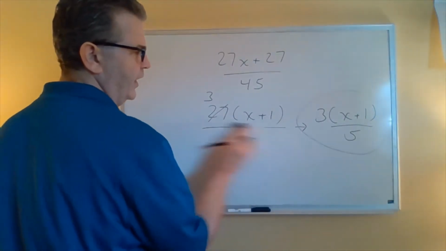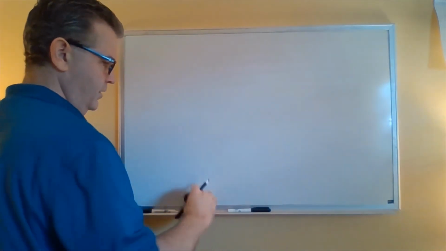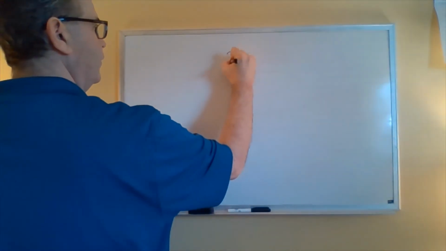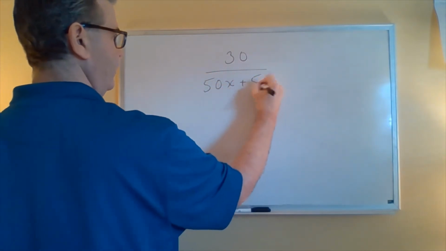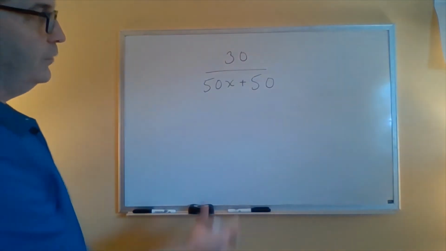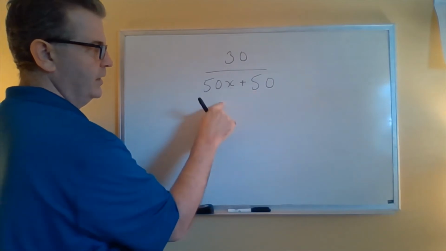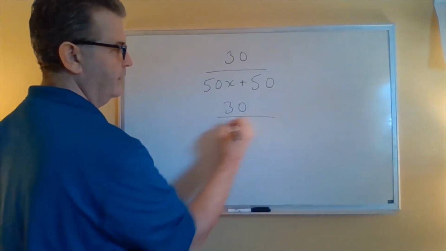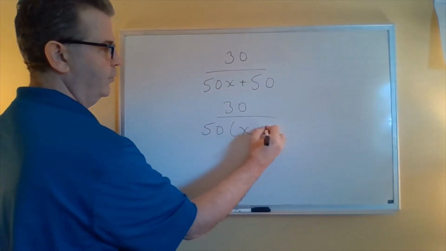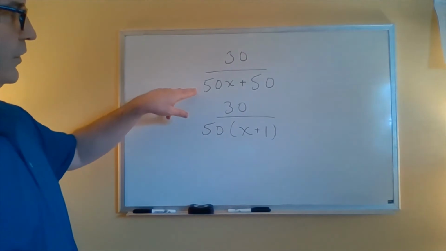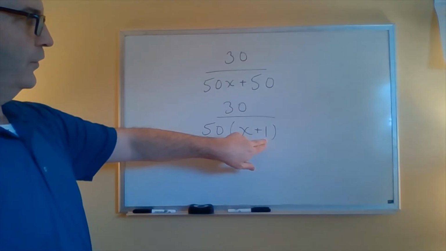Let's go through a second example like that where we're pulling out a common factor. Another example would be 30 over 50x plus 50. Right away we can see we can pull a common factor out of our denominator, and that would be 50. So we can rewrite that as 30 over, if we pull 50 out of our expression, x plus 1. If we pull 50 out of 50x, we're left with x, and 50 divided by 50 is just 1.